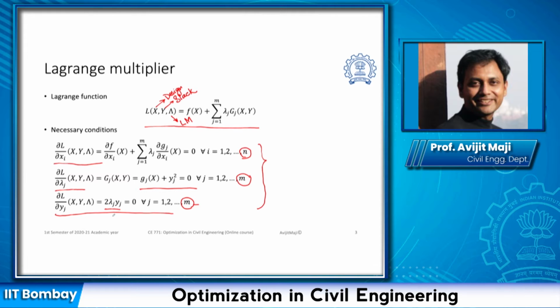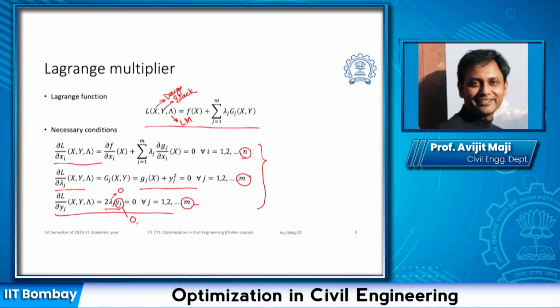Particularly if the Lagrange multiplier is equal to 0, then it indicates that my constraint is inactive. On the other hand, if the slack variable tends to be 0, it indicates that my constraint is active, which means my solution is going to lie on the extreme value of the constraint. That is when my constraint is going to be equal to 0.